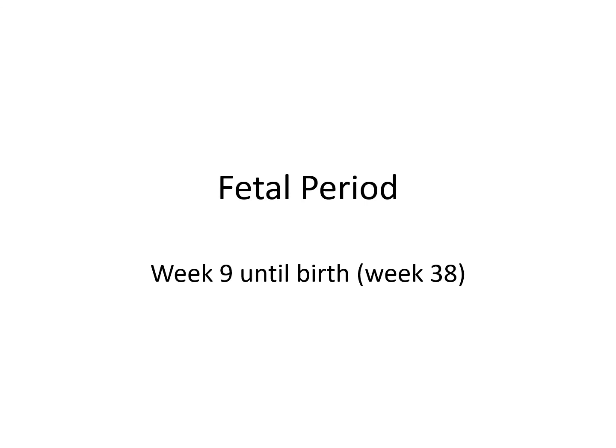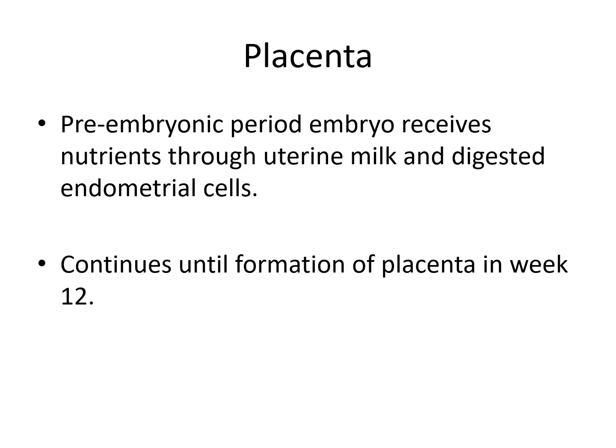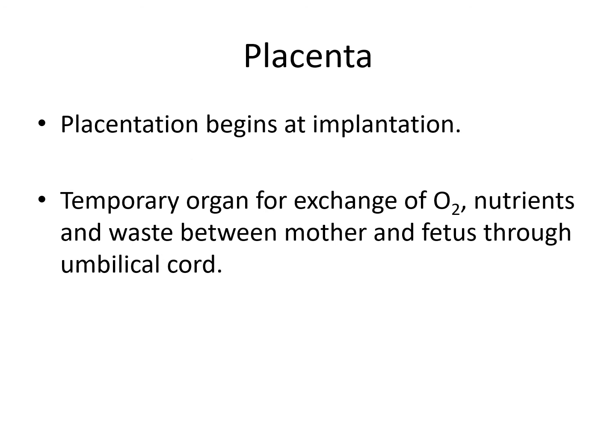Now, the last stage of the embryonic period is the fetal period. That's week 9 to week 38 until birth. Okay. So in the pre-embryonic period, the embryo receives nutrients through uterine milk and digested endometrial cells. However, during this time, the placenta is being formed by week 12. And this process of producing the placenta is called placentation.